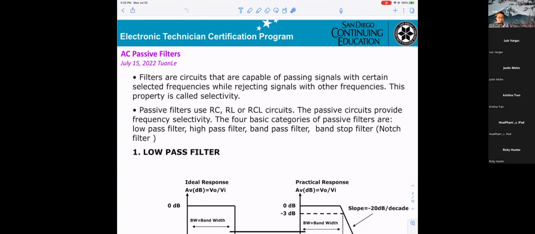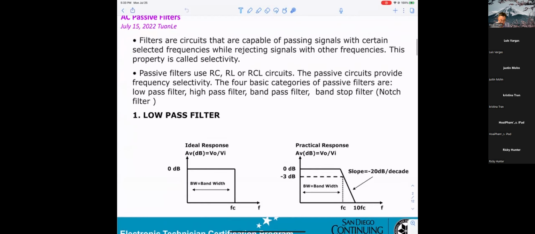So passive circuits provide frequency selectivity. The four basic categories of passive filter are low pass filter, high pass filter, band pass filter, and band stop filter. It also has another name, notch filter. So now, the first thing we're talking about is the low pass filter.